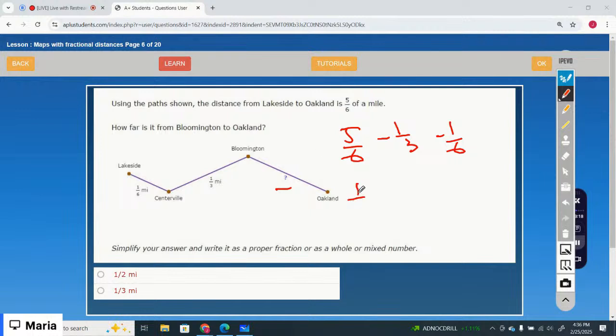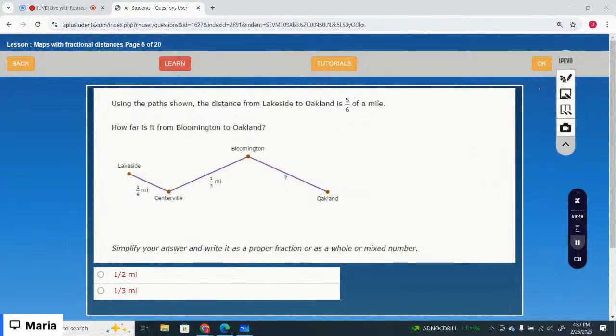So first make the denominator the same. 5 by 6 minus 2 times 1, 2 times 3 is 6. 5 minus 2 is 3, 3 minus 1 is 2. That is 2 over 6. Divide them by the greatest common factor, so that is 1 over 3.